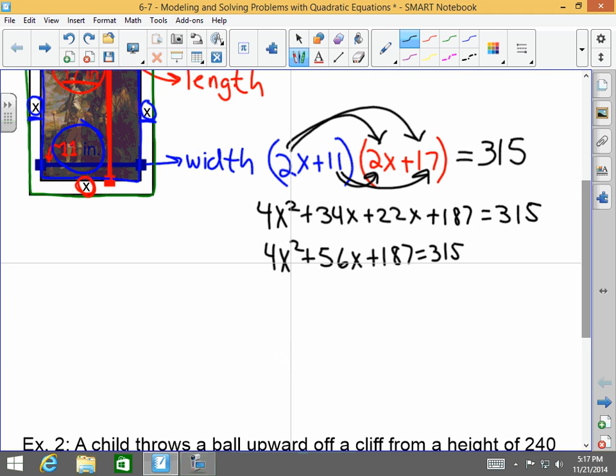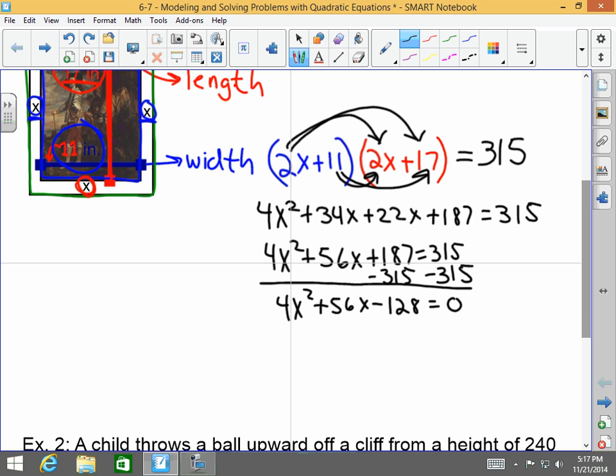Let's go ahead and solve this quadratic function or equation, however you want to look at it. Subtract 315 from both sides. And I've got 4x squared plus 56x minus 128. Before you freak out on me, remember what we've learned. Always factor out a GCF if possible. And in this case, factoring out a GCF is possible. So I'm going to be left with x squared plus 14x minus 32 after I factor out my GCF of 4. Now let's factor and solve.